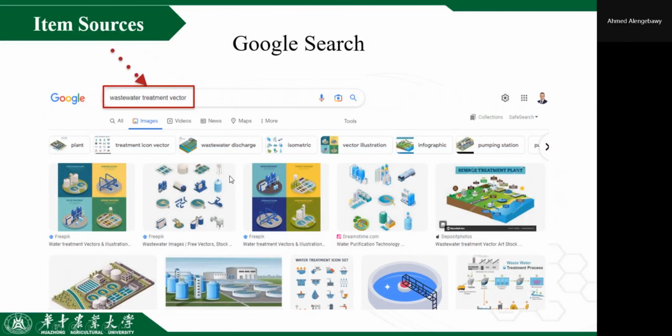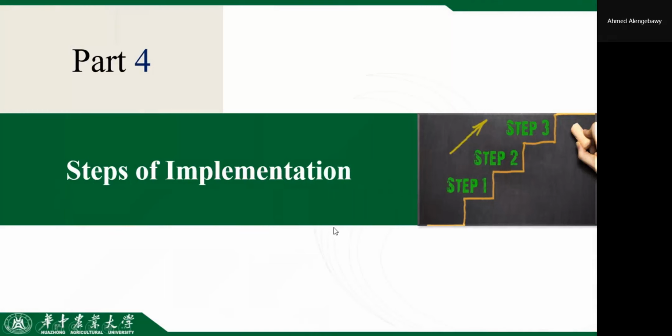The last source here is to search in Google, and you just have to write the keywords followed by "vector". So you can find something like this animation, and many vectors can be found in general research. So what are the steps of implementation? Your graphical abstract is the most important part.